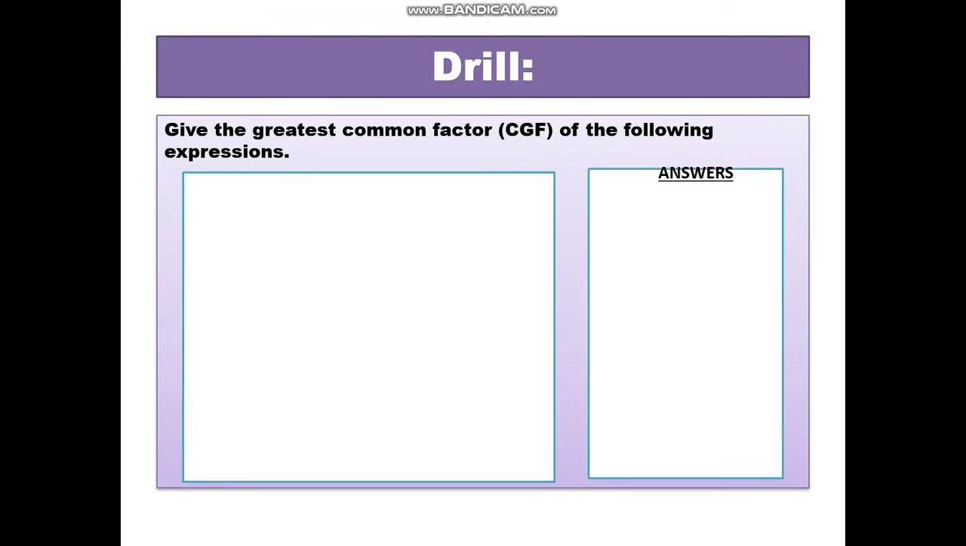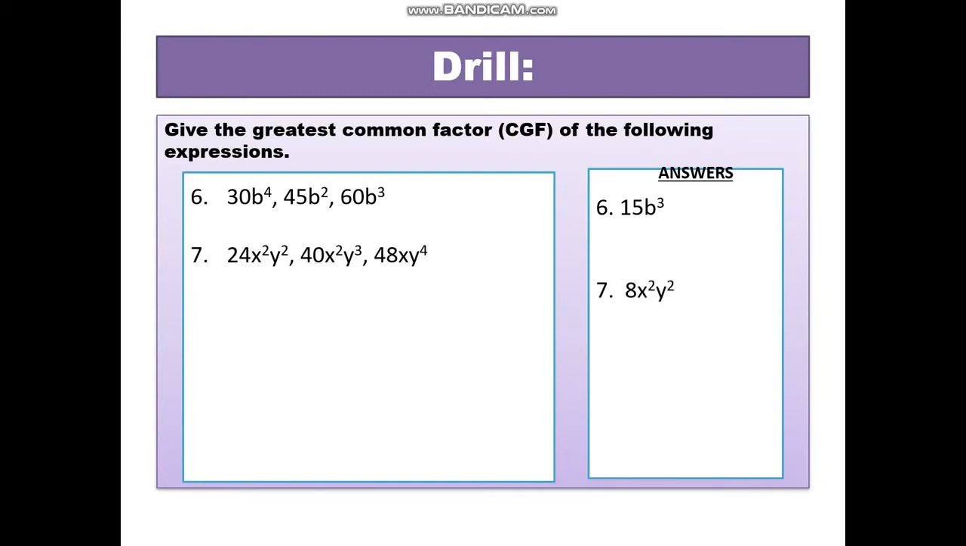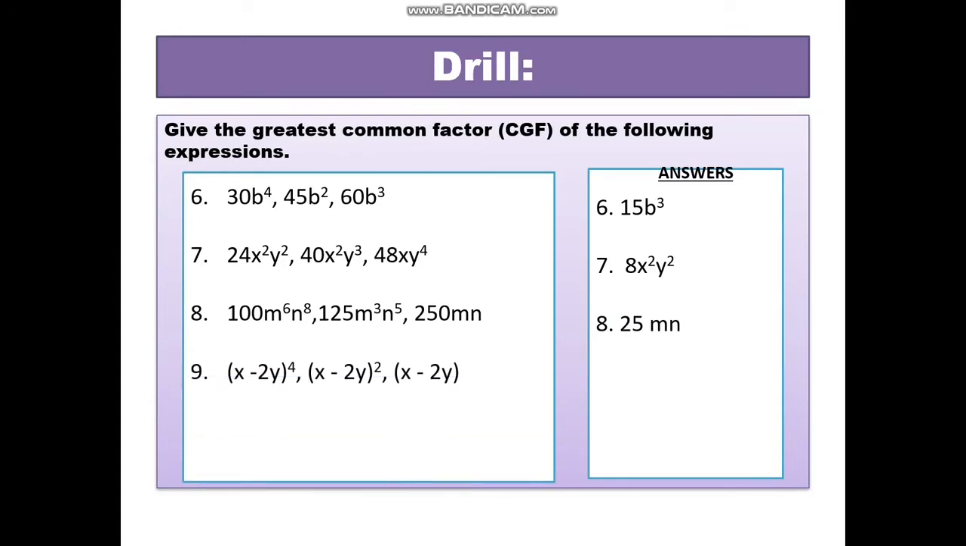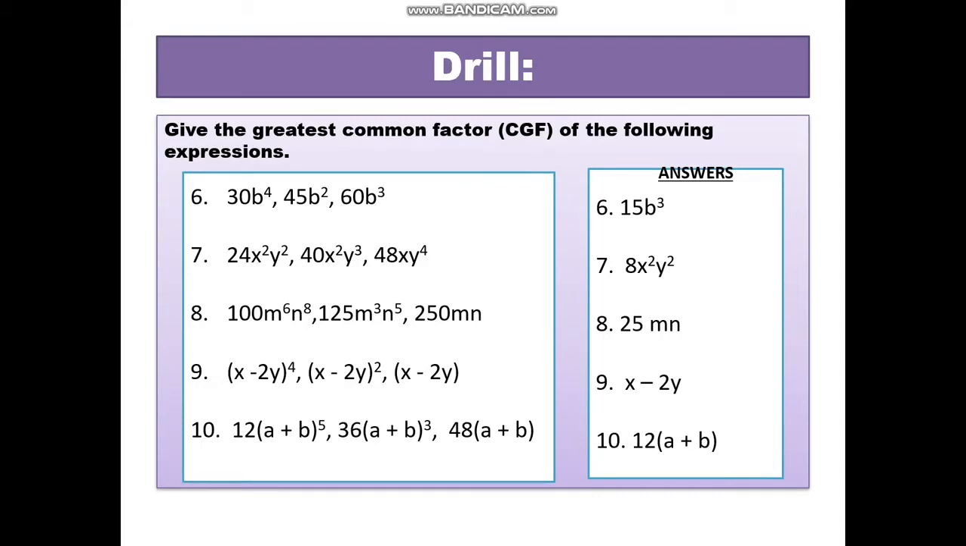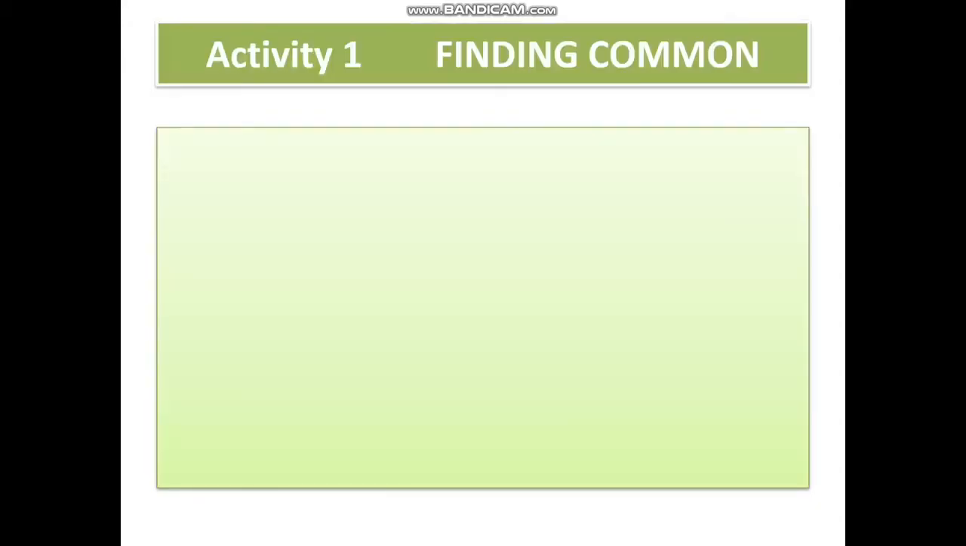So for number 5, 5a. For number 6, the GCF is 15b cubed, right? For number 7, the GCF is 8x squared y squared. For number 8, the GCF is 25mn. And for number 9, our GCF is x minus 2y. And for number 10, 12 quantity A plus B. Okay, correct. So let's proceed to another activity.